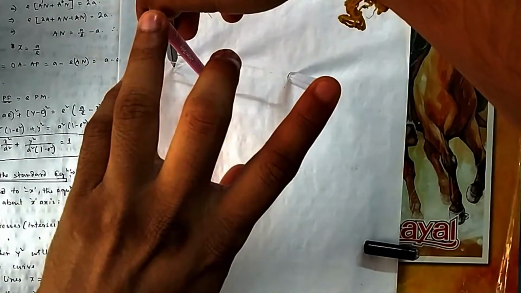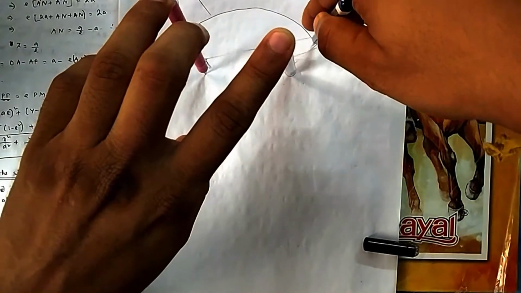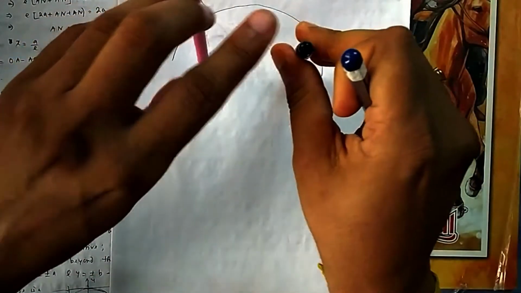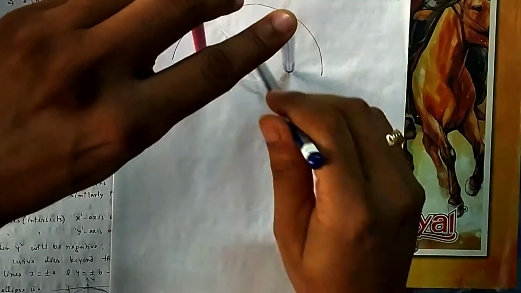Then you take a pencil and do it in such a way that the thread can move. If it moves easily, then the curve will be nice and smooth. So you start, and if you start this way, it should move. If it is moving, then it is okay.